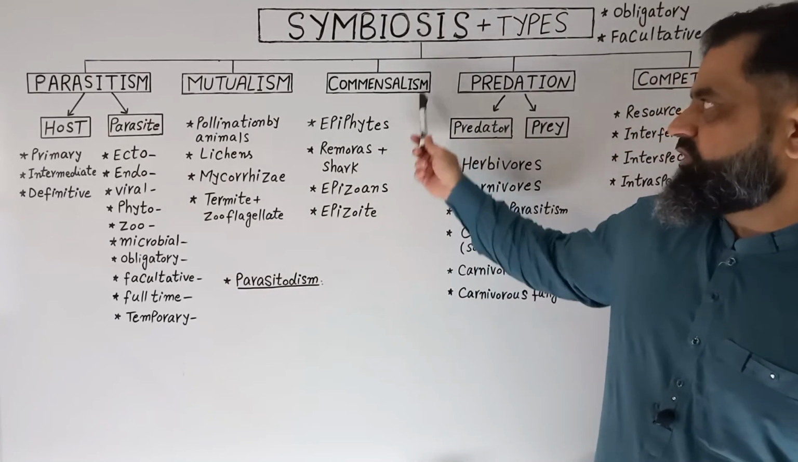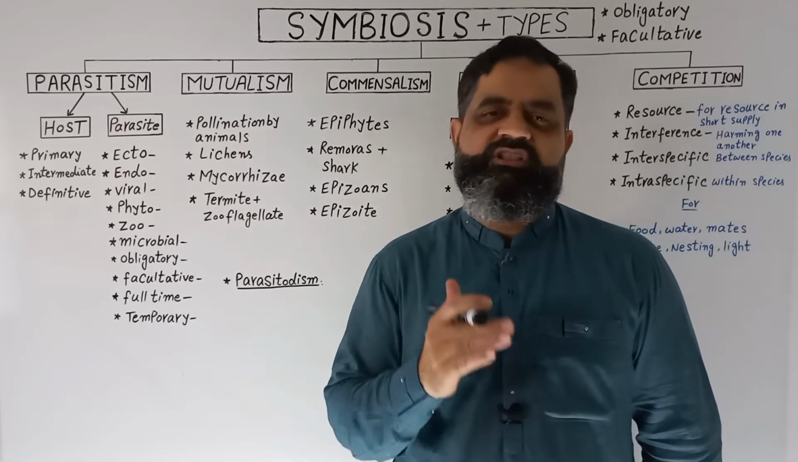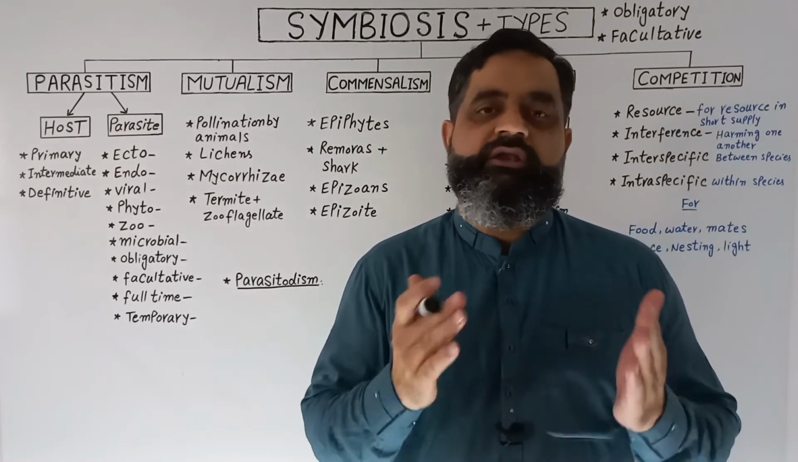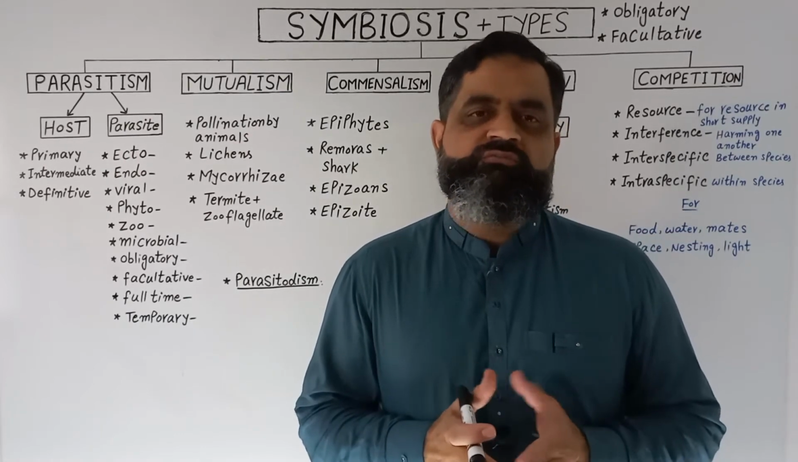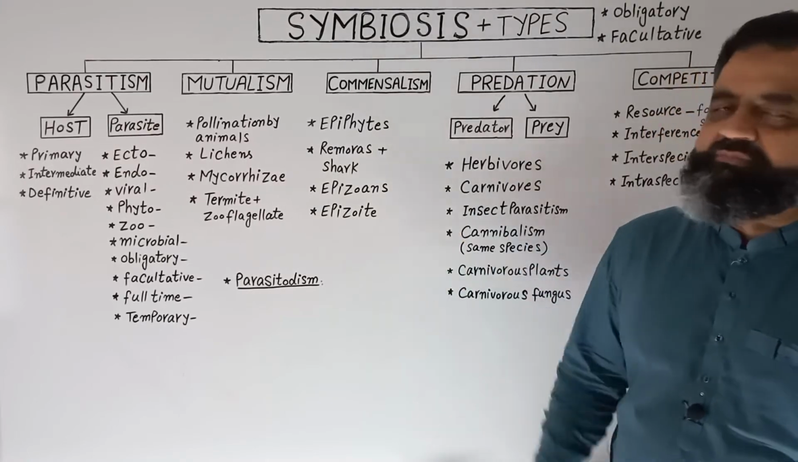The third example of symbiosis is known as commensalism, in which one partner gets benefits while the other partner does not get any benefit, nor is it harmed. In this condition there are very few examples. So the first example is epiphytes.